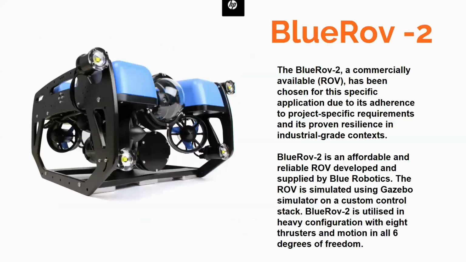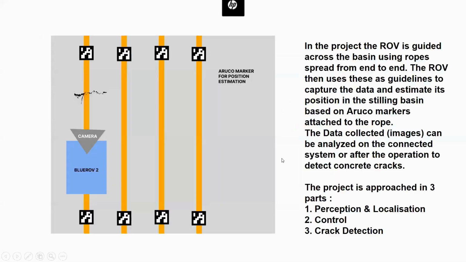So for this specific project, I went with the BlueROV 2, which is available at NIO, and we had a custom ROS stack. Coming to the methodology, we have this ROV in the stilling basin structure, and we are using yellow ropes to mark out the area to be surveyed. So the ROV follows the ropes and it is localizing in the area based on the ArUco markers that it has previously loaded.